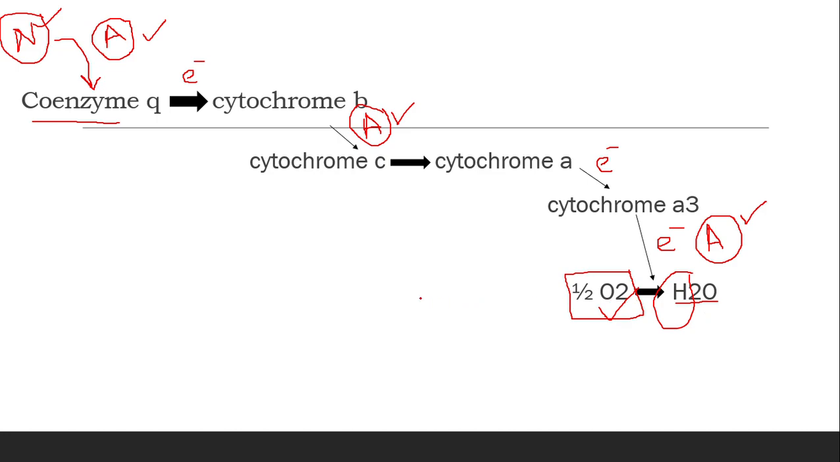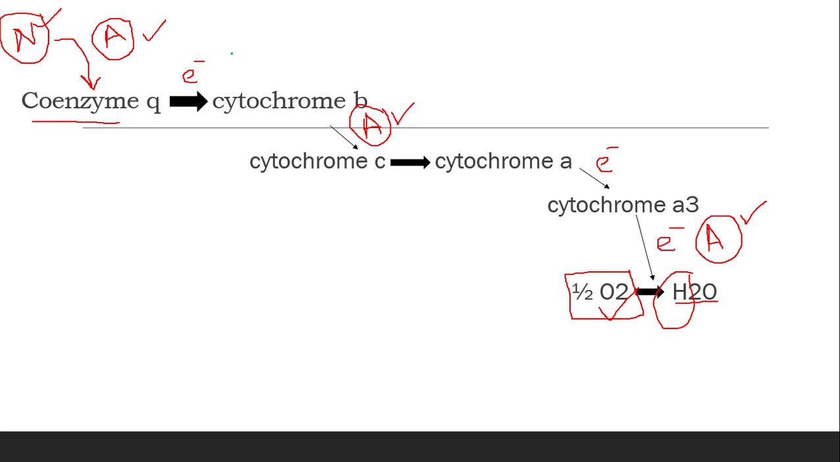And the NAD positive and FAD positive molecule will again go towards the glycolysis and Krebs cycle, and the cycle will be repeated. This is how the NAD molecule is producing its 3 ATP molecules. Now, next we are going towards how the FADH molecule will produce its 2 ATPs.